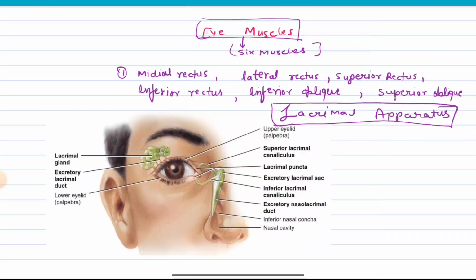Tears come out from here. So this is the lacrimal gland. It is almond-shaped and secretes a fluid like a tear. The fluid drains into 6 to 12 excretory lacrimal ducts, like first, second, third, and fourth.